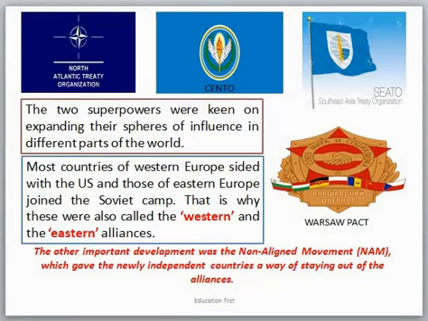In this political scenario, another important development was the origin of the Non-Aligned Movement (NAM), which gave the newly independent countries a way of staying out of these alliances. We will learn every detail of the Non-Aligned Movement in the upcoming lectures one by one.